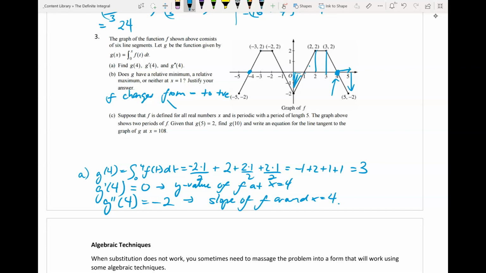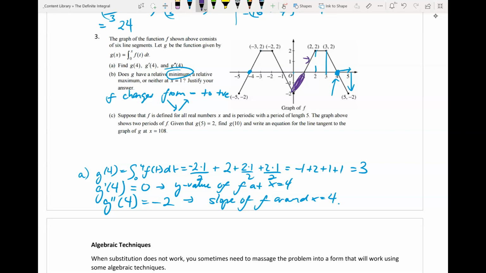In other words, it looks something like this. That creates a minimum. So again, if you look at the slope around 1, these are negative values, and then they go to positive values. So that means we have decreasing then increasing and creates a minimum.